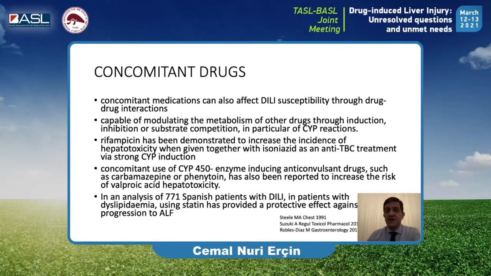Concomitant drugs are capable of modulating the metabolism of other drugs through induction, inhibition, or substrate competition. Let's give some examples of this situation. Rifampicin has been demonstrated to increase the incidence of hepatotoxicity when given together with isoniazid as an antituberculosis treatment.